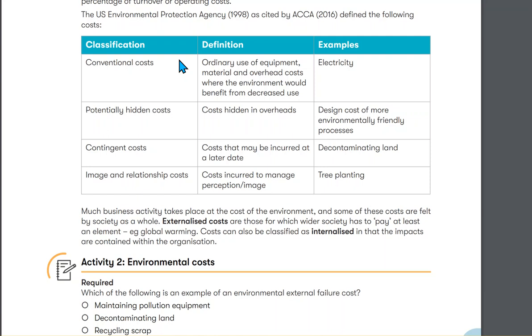Potentially hidden costs. Some costs are hidden in overheads. They are not specifically identified. So if we identify them, our product will be cost accurate, and then we will try to reduce it. Contingent costs are those costs that will be incurred because of negatively affecting the environment, like cleanup. So if you have waste, you have to have cleanup, or you have to dispose your waste. Image and relationship. So if you negatively affect your environment, the image of the business will be negatively affected.